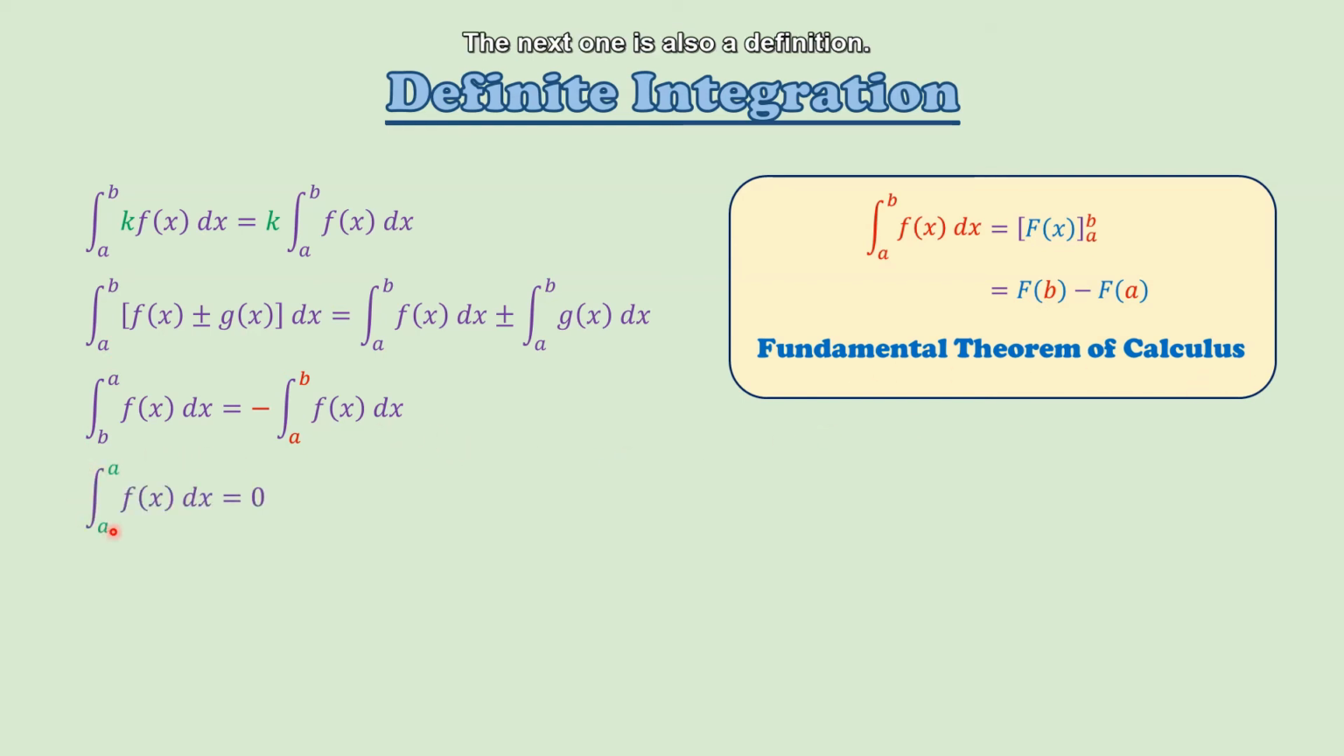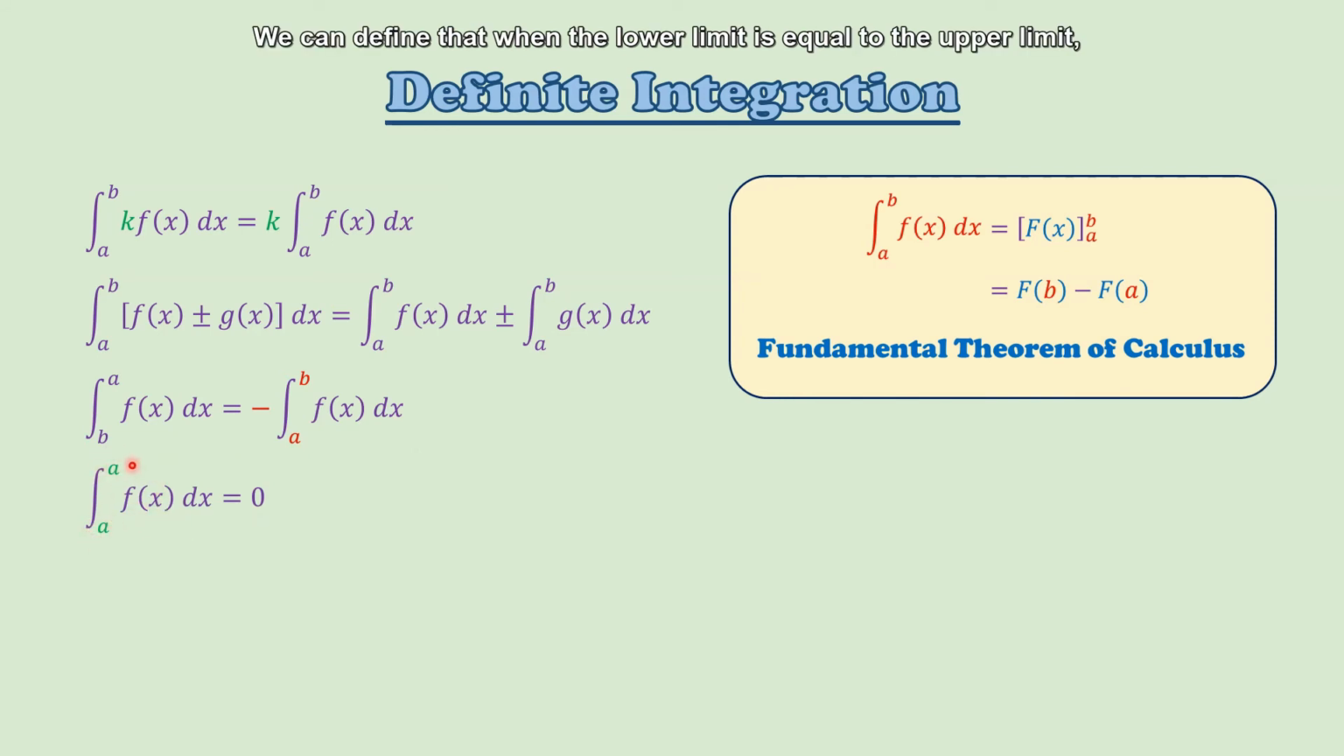The next one is also a definition. We can define that when the lower limit is equal to the upper limit, then the definite integral is equal to 0. This makes sense because from a to a there is no area. And when we consider the fundamental theorem of calculus, F(a) minus F(a) is equal to 0.